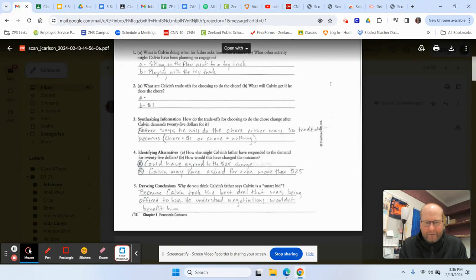Then number 5, why do you think Calvin's father says Calvin is a smart kid? Well, because Calvin took the best deal that was being offered to him. He understood negotiations wouldn't benefit him. His negotiations were going to go from getting $1 to doing it for free.